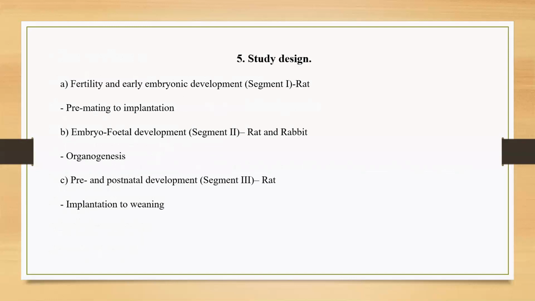We have come to the study design, that is the reproductive toxicological study in females. Number one is fertility and early embryonic development, also known as segment 1. Here rats are used, and it will affect the phase of pre-mating to implantation. Next, we have embryo-fetal development, also known as segment 2. Rats and rabbits are used, and it will hamper the phase of organogenesis. Pre and postnatal development, segment 3. Rats are used, and it includes the phase of implantation to weaning.